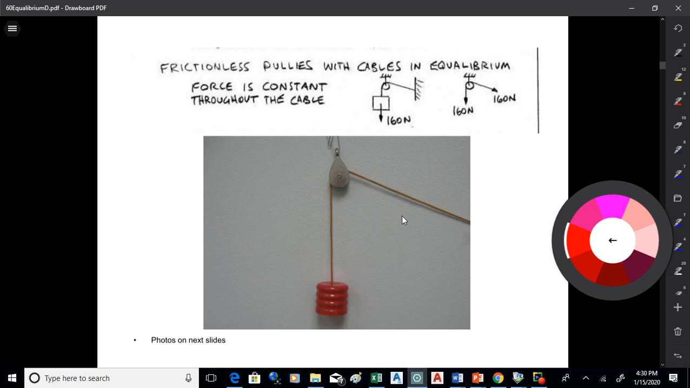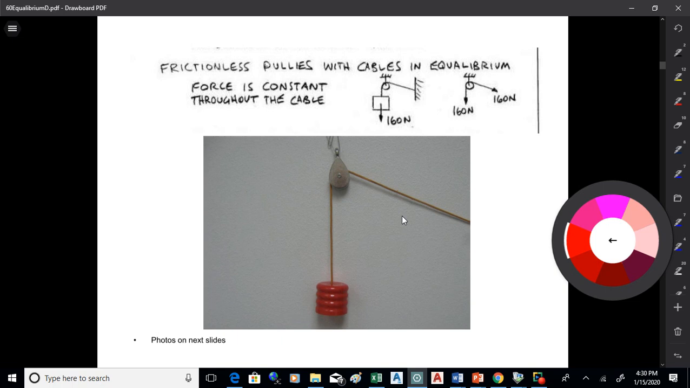So if that thing weighs 3 pounds, the force in the cable on this side is 3 pounds. And if it's in static equilibrium, it's also the force on the other side.